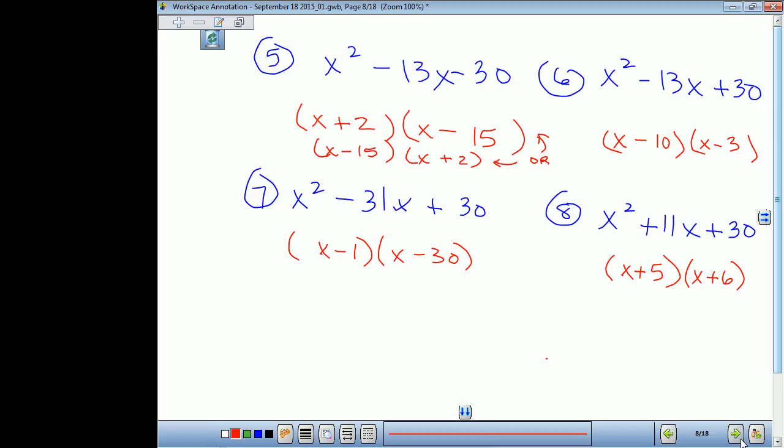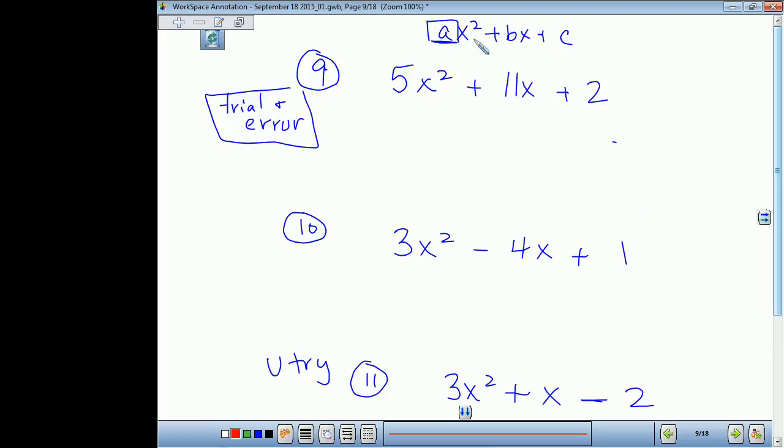But if the leading coefficient is not 1, it's kind of the same idea. If we have an A that's not equal to 1, a different number, we really think of this as a factor puzzle. It's like a little math puzzle. It's along the same idea, but there's a little more thought that has to be put into it.